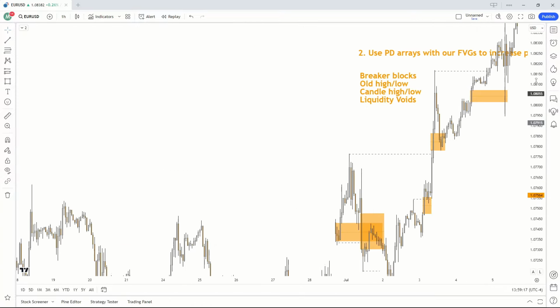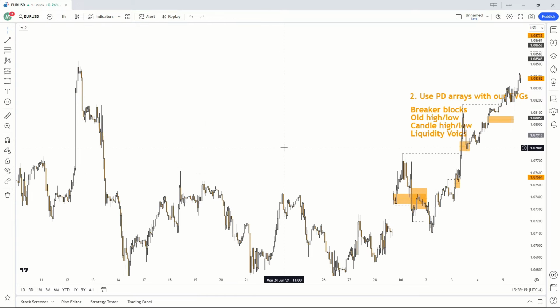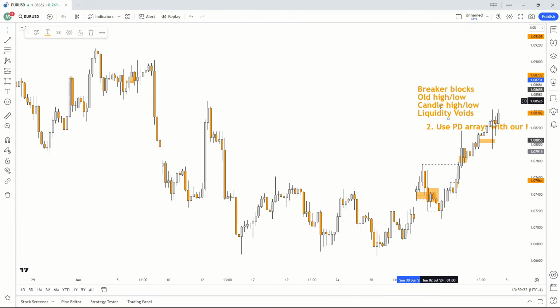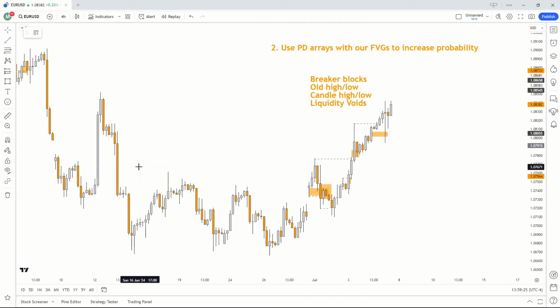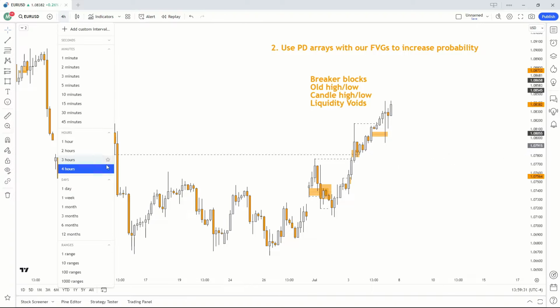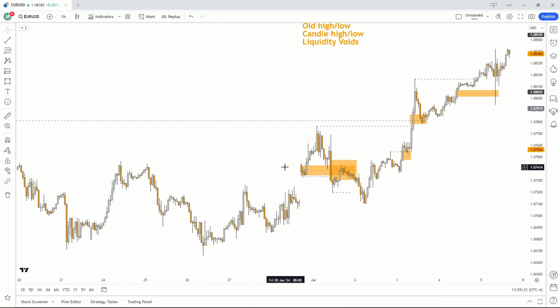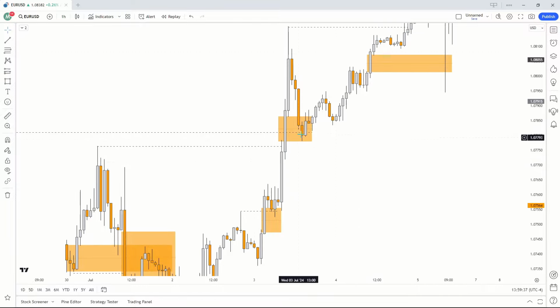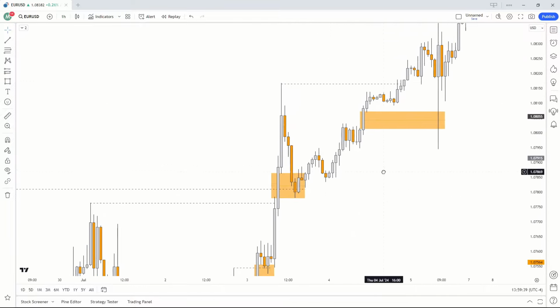Now, onto our third example. This one is not as clear. However, if you hop into the 4 hour, it would possibly be more clear. As you guys can see, we do have this fair value gap right here, or you could say this is the candle low, the previous candle low. So back onto the 1 hour time frame, you can see market comes into this area before reacting off of it. It is as simple as that.